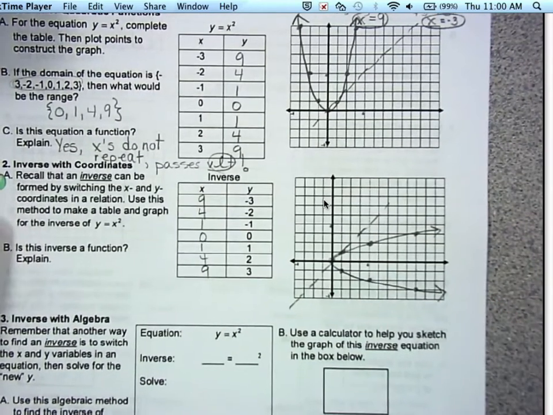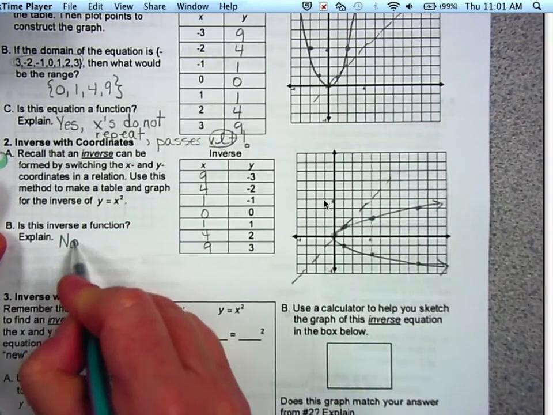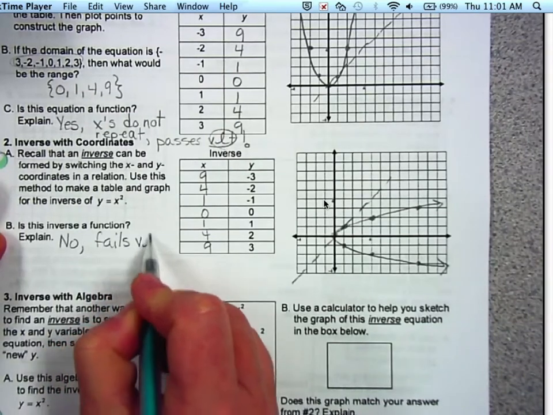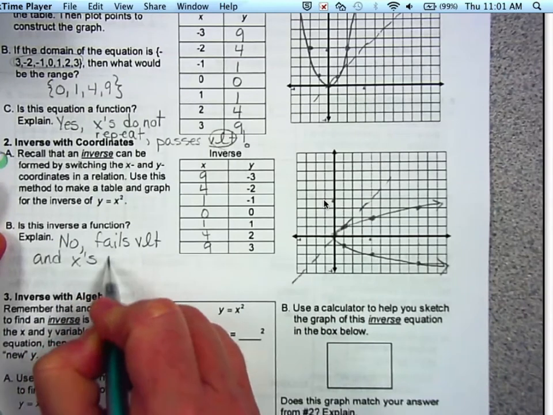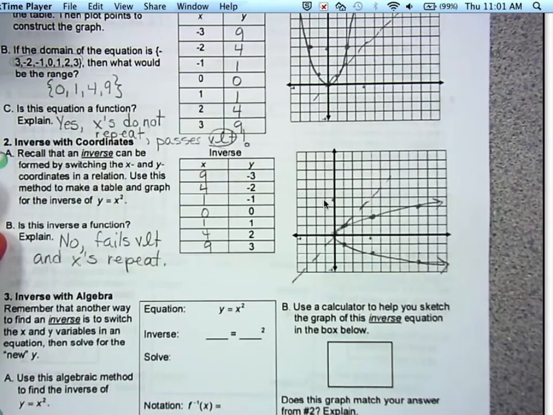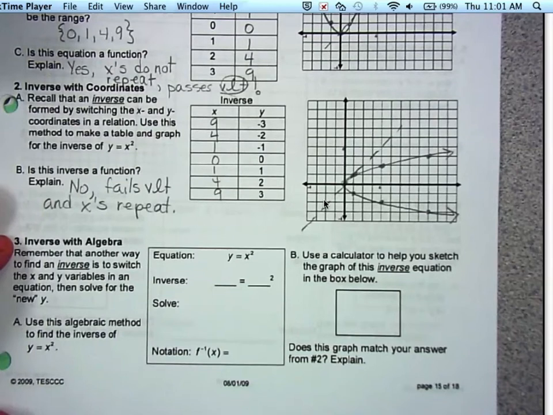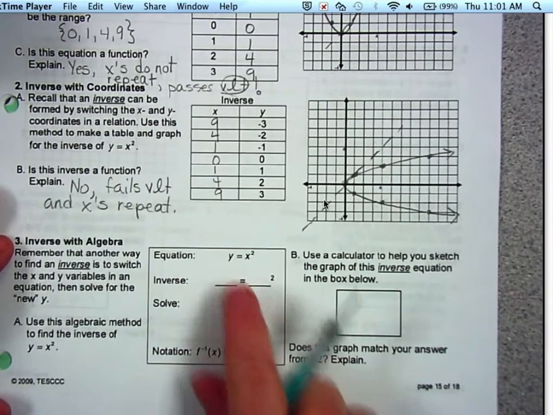Okay. Is this inverse a function? Why not? That's your vertical line. No, it fails the vertical line test, or fails VLT, and x's repeat. So once you invert it, or switch x and y, then it's not a function anymore. Okay, now what we're going to do is find the inverse of the actual equation, y equals x squared.